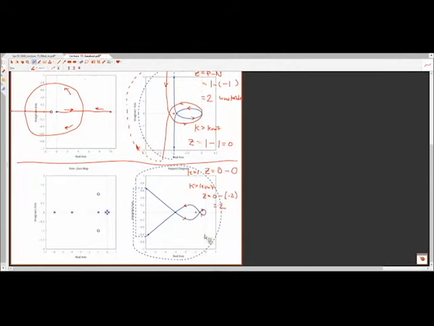And then the last case, k less than some, we'll call this k critical 1, k critical 2, such that now I've shrunk the Nyquist plot so much that -1 is now in this location. Stable or unstable then? Unstable.